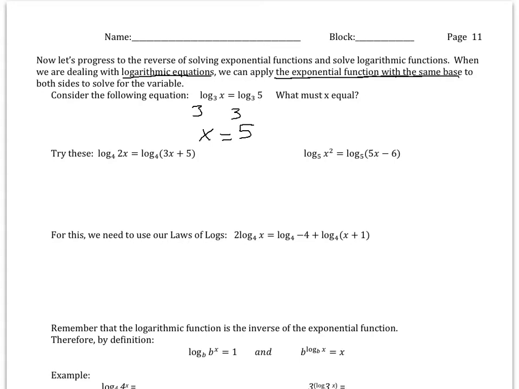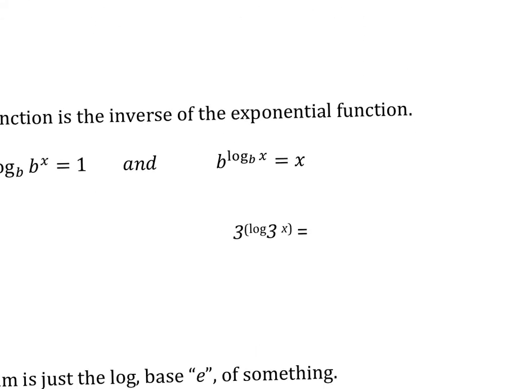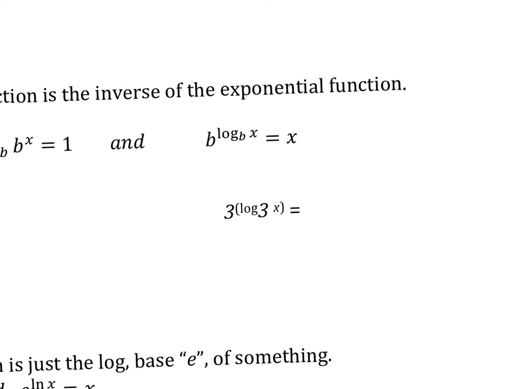This is based on the principle down here, that anything to the log of that same thing, log base, let's say b, to the log base b of x is just going to equal x. Okay? And the same thing applies for e to the ln of x just equals x. That's another way of putting that in natural logarithm form.